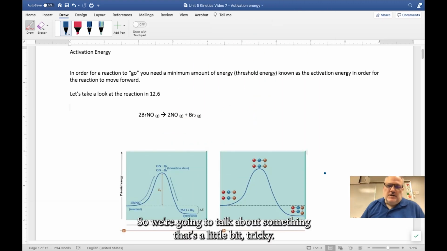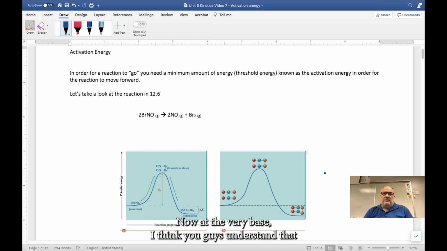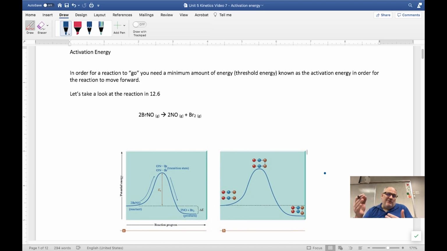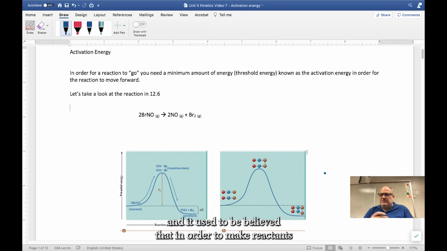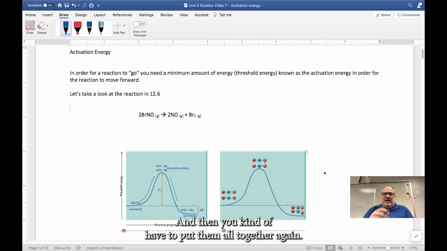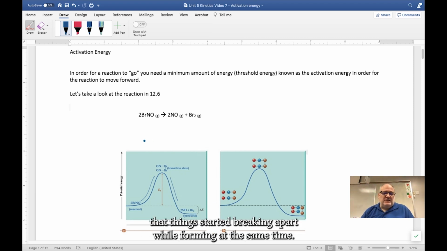Okay, so we're going to talk about something that's a little bit tricky, and it's activation energy. Now, at the very base, I think you guys understand that activation energy is the amount of energy required to make a reaction go. It used to be believed that in order to make reactants go to products, first you have to break all of the reactants apart, and then you had to put them all together again. They discovered that the amount of energy required to do that was through the roof. So they came up with a different idea: that things start breaking apart while forming at the same time.